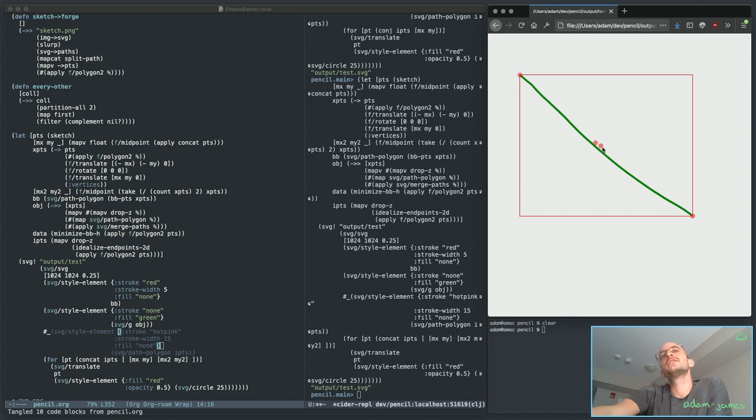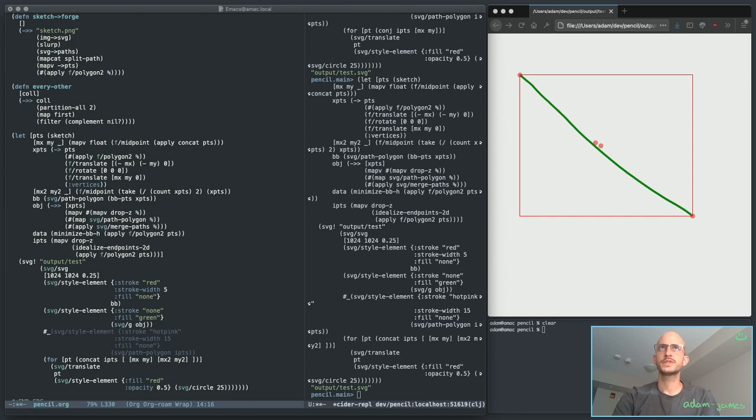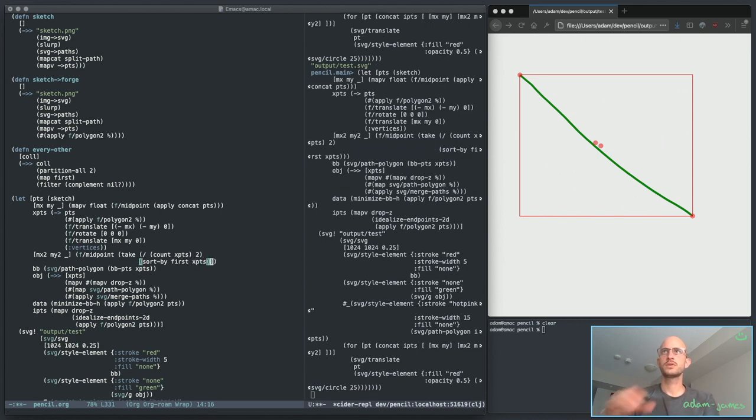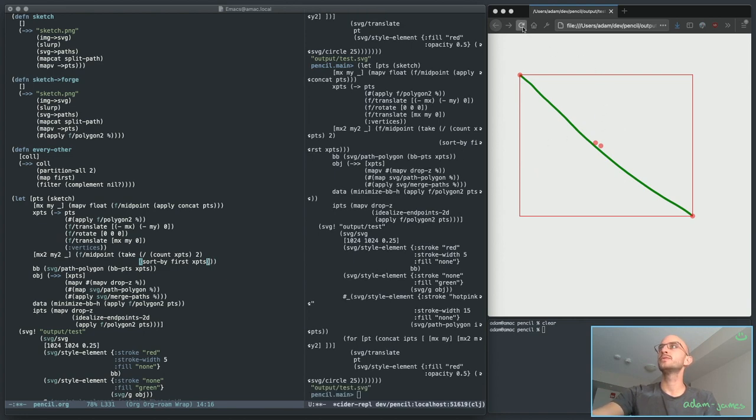That is not what I was expecting. Okay. I suppose it's because of... Okay, let's change up the order of this here. Let's do sort by first and see if that changes where the midpoint goes. Yeah, okay, that's more what I was expecting.